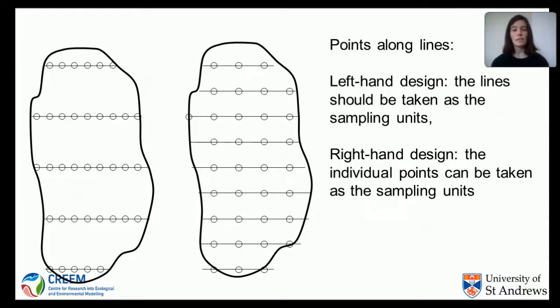And so what we'd actually do in the left-hand case is treat each line and the points on each line as the sampling units. Now, on the right, we have a spacing of points such that we could use each individual point as a sampling unit. And again, this is beneficial for encounter rate variance estimation.